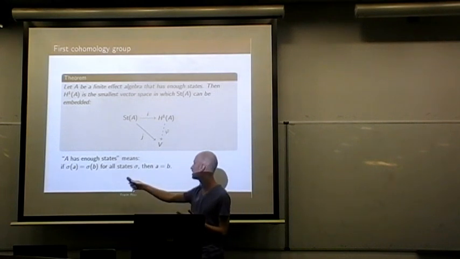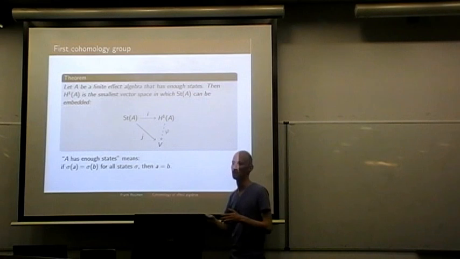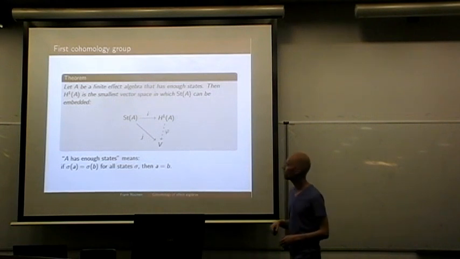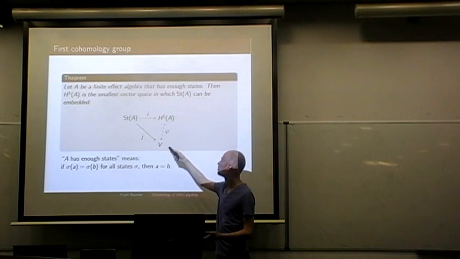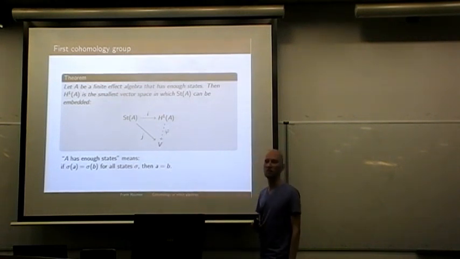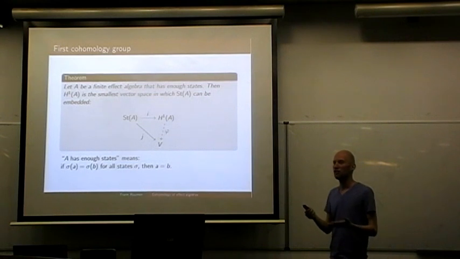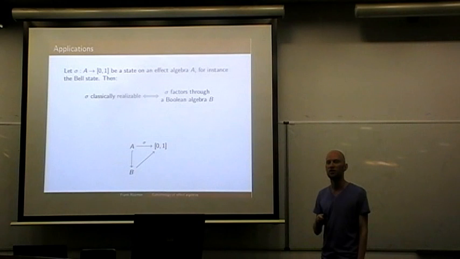And having enough states means that the states determine the elements of the effect algebra. So if two elements have equal value under all states, then the elements must be equal themselves. And this commutative diagram is a formalization of the property that it's the smallest vector space in which it can be embedded. Okay, so we actually have a nice characterization of this that's easier than the normal definition.